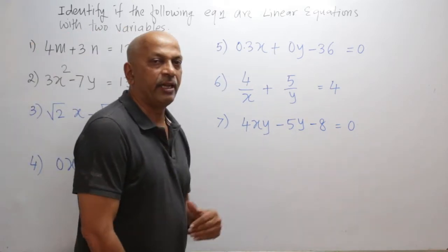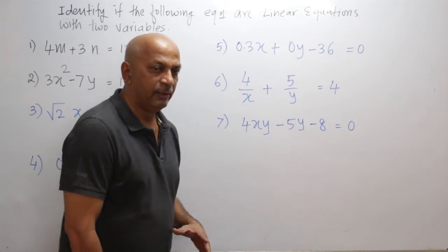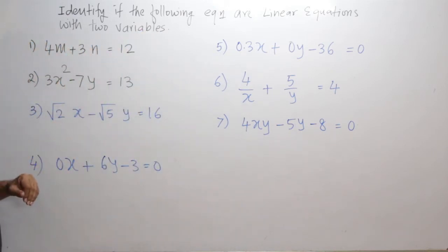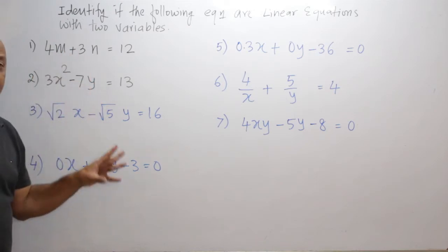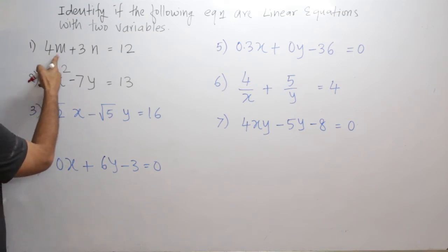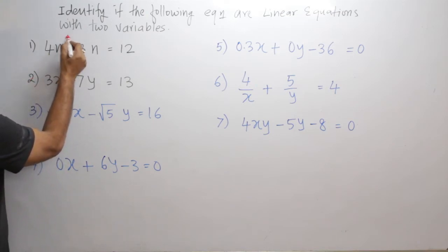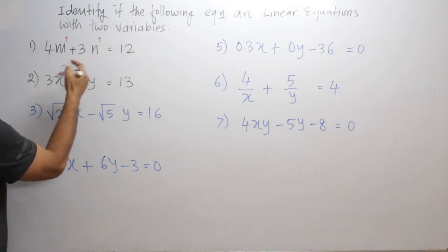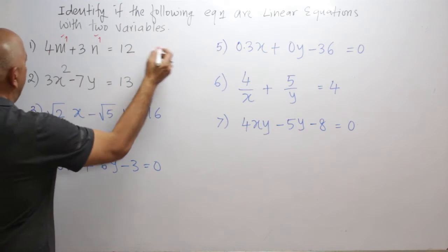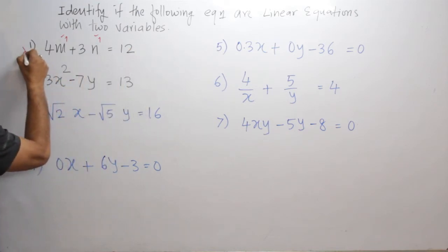Let us solve the exercise and see which equations come under the category of linear equations with two variables. So let us go one by one. This is the first one, 4m. M is a variable, degree is 1. N is a variable, degree is 1. Both the variables have the same degree. So this is a linear equation with two variables.